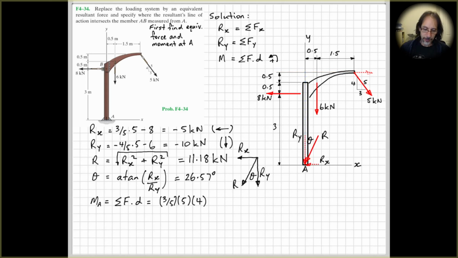And then we also have, is it clockwise or anti-clockwise? So hopefully we can relatively easily see that that's going to tend to rotate clockwise about point A. So that will be a negative moment. Have negative out the front here.